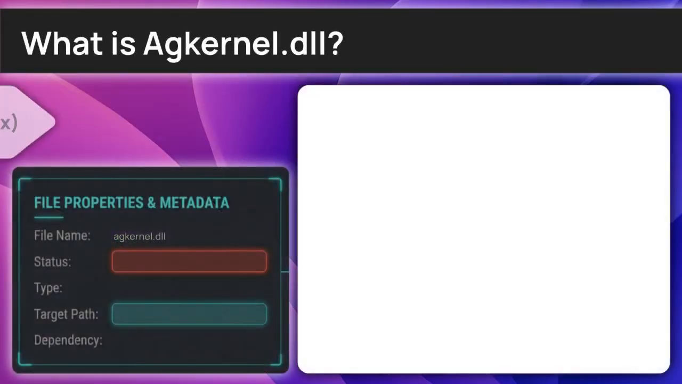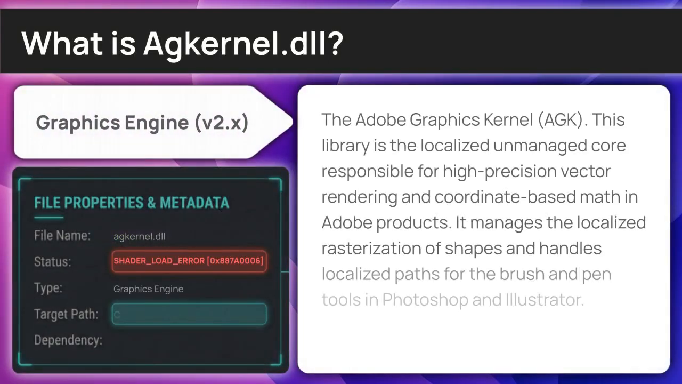This is the Agkernel library, the Adobe Graphics Kernel, AGK. This library is the localized unmanaged core responsible for high-precision vector rendering and coordinate-based math in Adobe products. It manages the localized rasterization of shapes and handles localized paths for the brush and pen tools in Photoshop and Illustrator. Now let's get this fixed up.